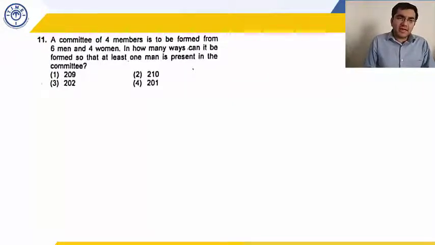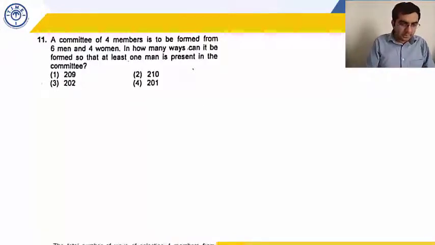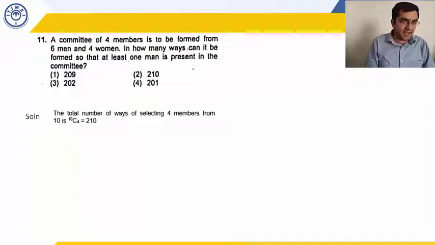So can I say that having at least one man in the committee is the same as saying total number of ways in which the committee can be formed minus the number of ways in which there are 0 men in the committee. Total number of ways minus the committees with 0 men will give you the committees with at least one man. Okay, so let's see. What would be the total number of ways to form a committee? I want to select 4 people out of 10, so it would be 10C4.